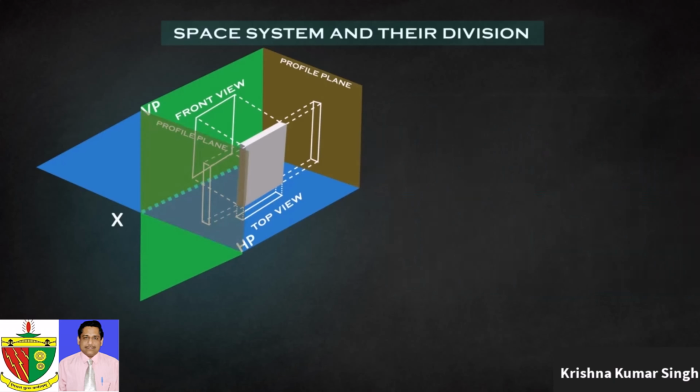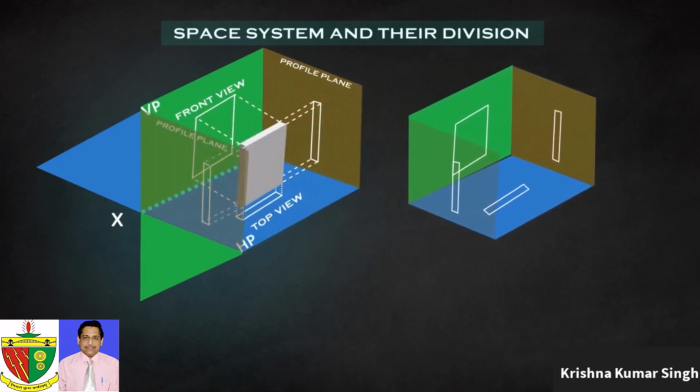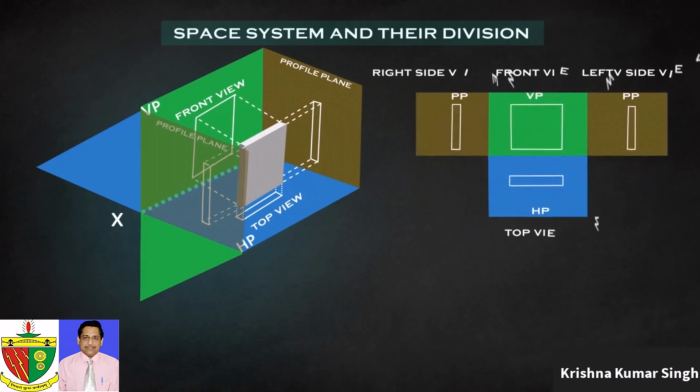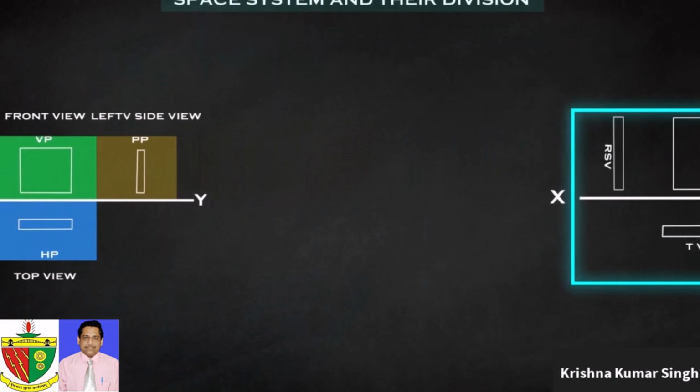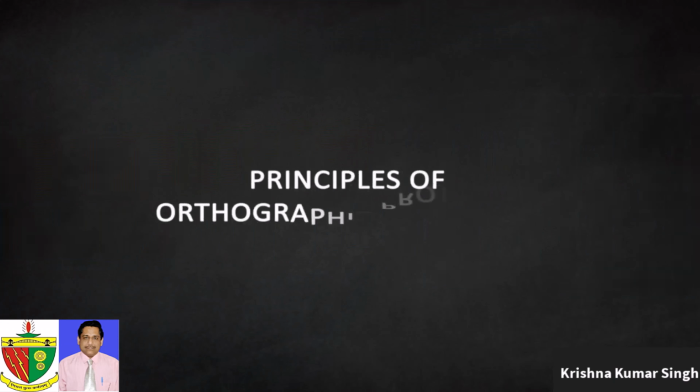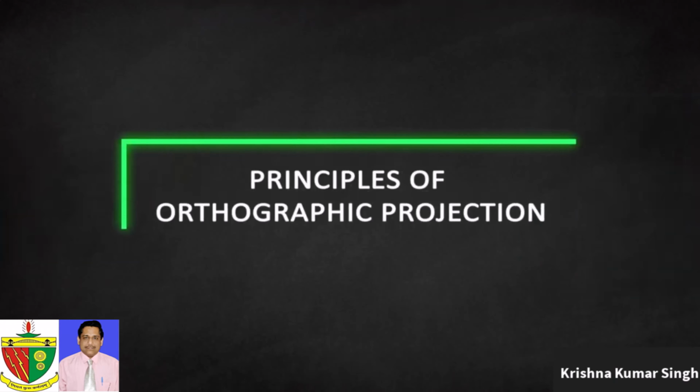So, this is how the views of projection in first angle projection looks. And this is how we represent them on drawing paper. In this video, we have discussed principles of orthographic projection.